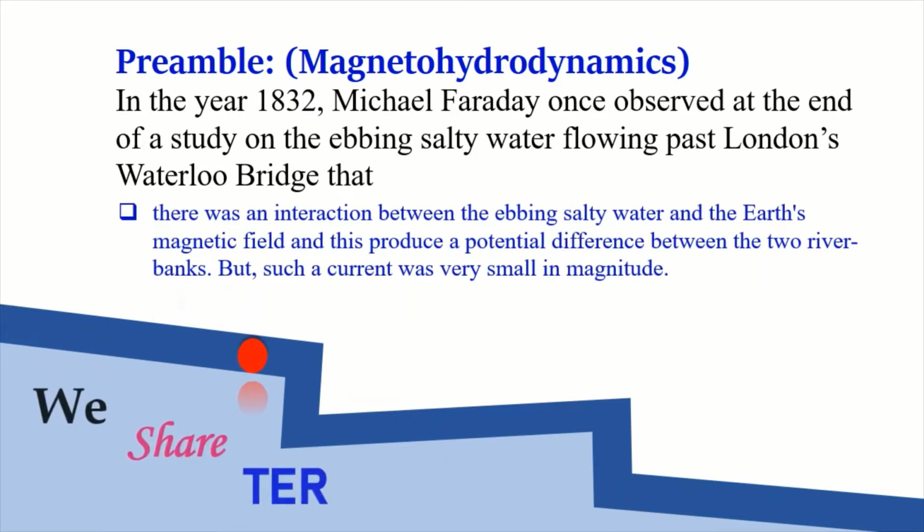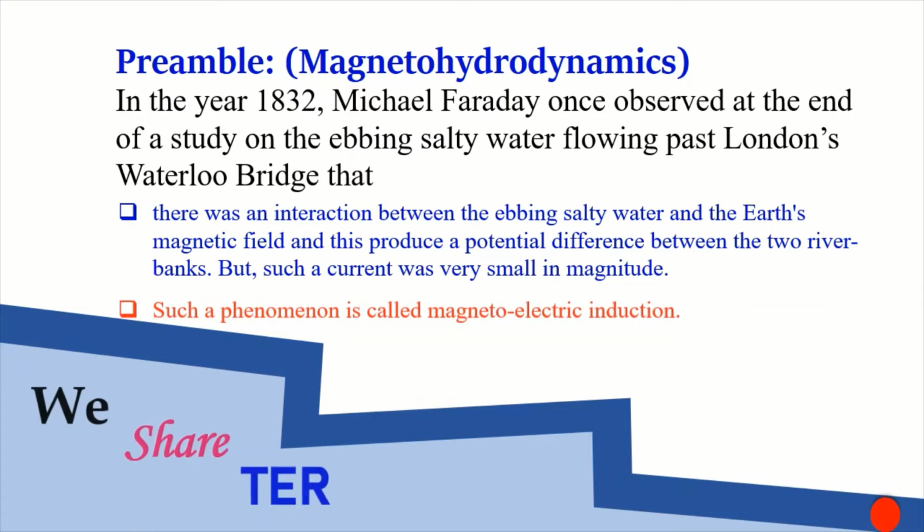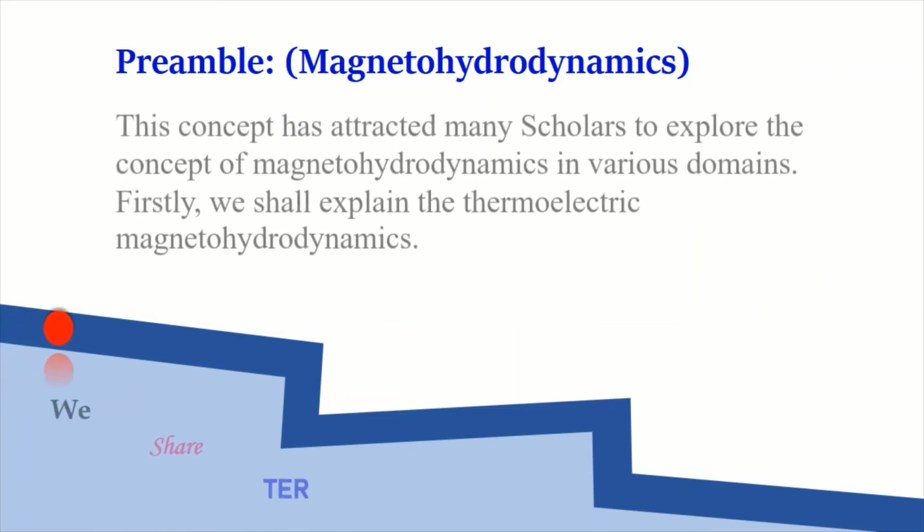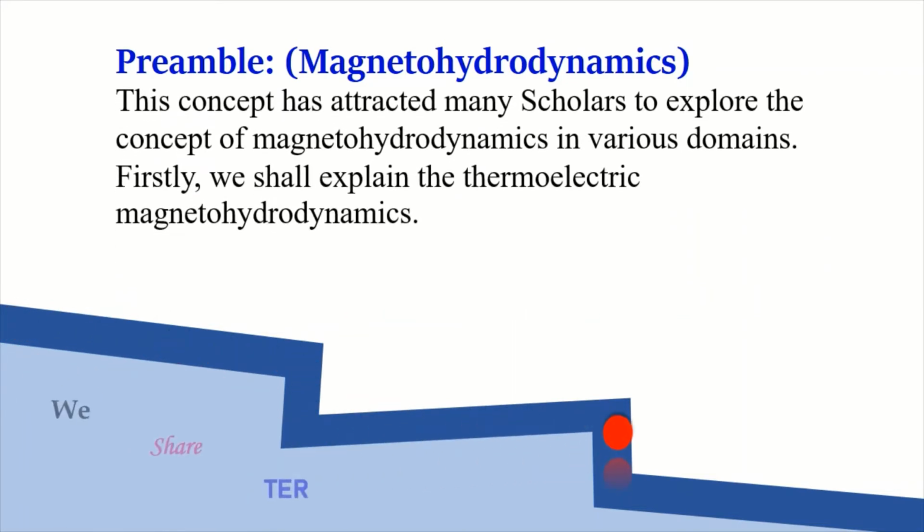1. There was an interaction between the ebbing salty water and the Earth's magnetic field, and this produced a potential difference between the two river banks. But such a current was very small in magnitude. 2. Such a phenomenon is called magnetoelectric induction. This concept has attracted many scholars to explore the concept of magnetohydrodynamics in various domains.